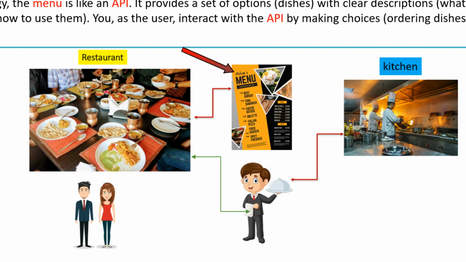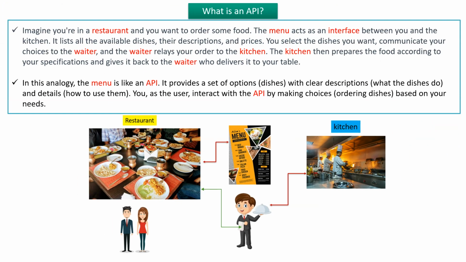In this analogy, the menu is like an API. It provides a set of options with clear descriptions and details. And you, as the user, interact with the API by making choices based on your needs.